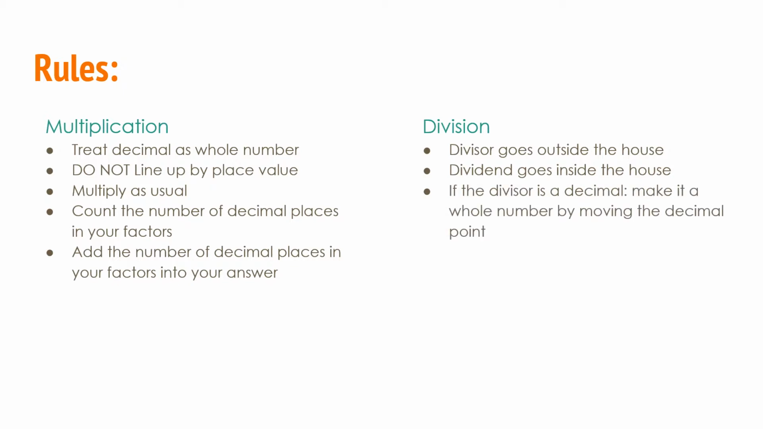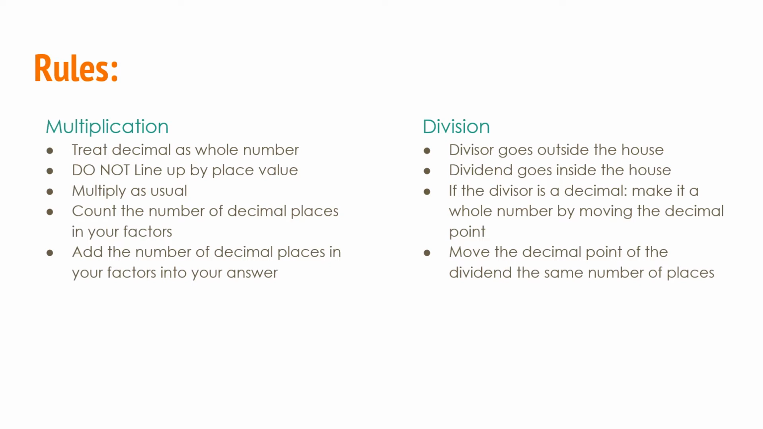The next thing we need to remind ourselves is that if the divisor is a decimal, we need to make it a whole number. We cannot divide decimals when the outside is a decimal. Therefore, we have to create a whole number by moving the decimal point all the way to the right. We also learned this in Unit 2 when we were making decimals and moving the decimal point to change its value.